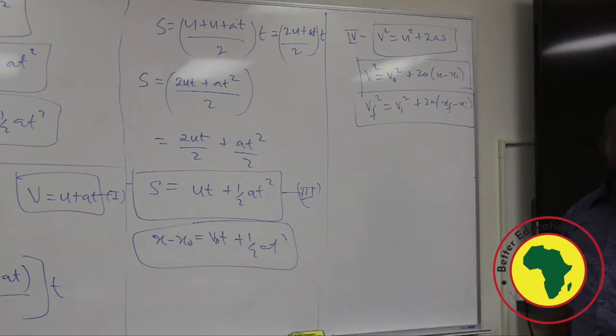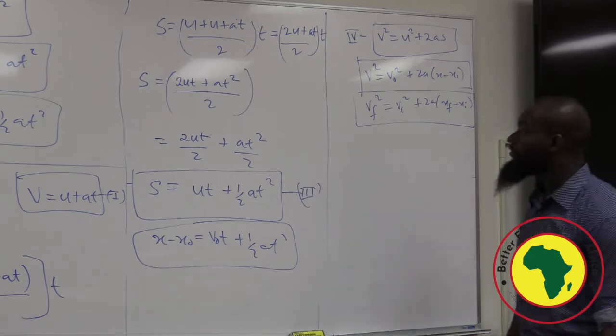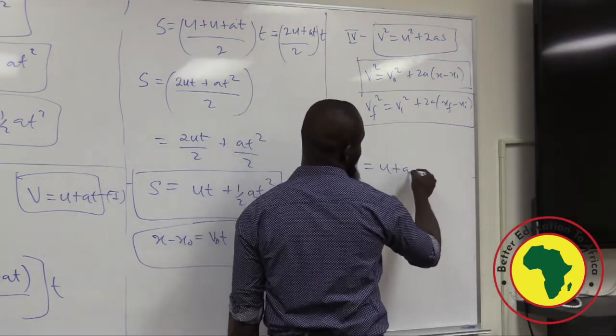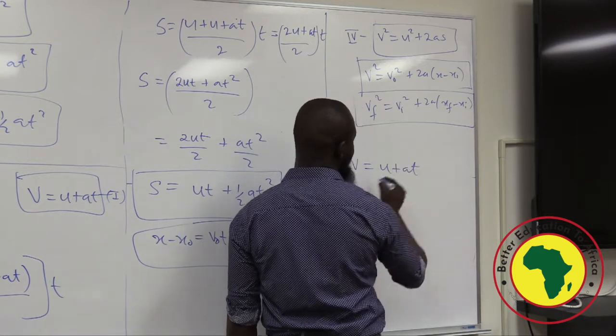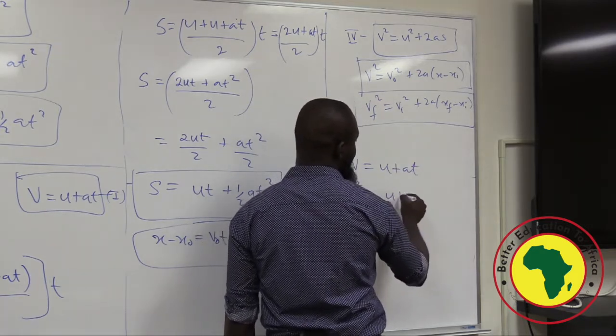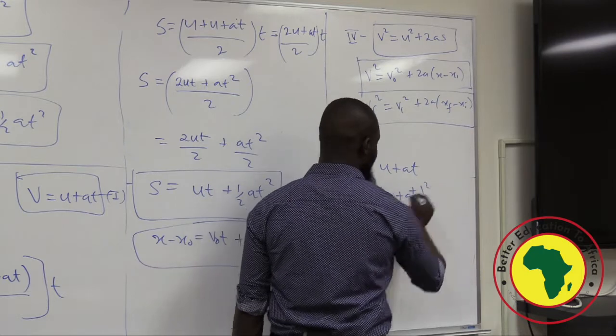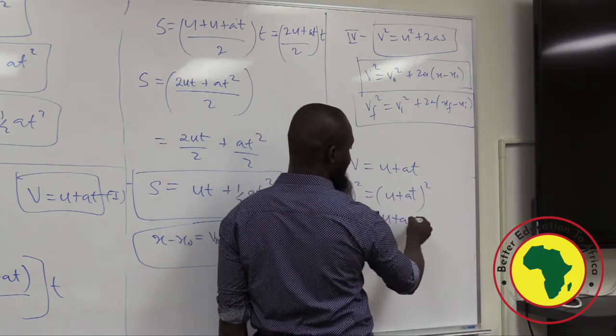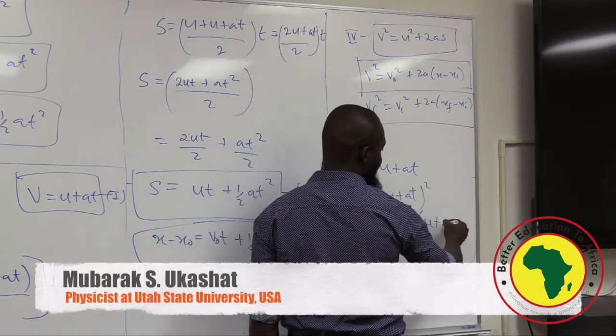Algebraically, there are two ways to prove this. Okay? The first way is to take the first equation, v equals u plus at, and square both sides of the equation. v squared equals (u plus at) squared. When you square both sides, it's the same. So it's (u plus at) multiplied by (u plus at).